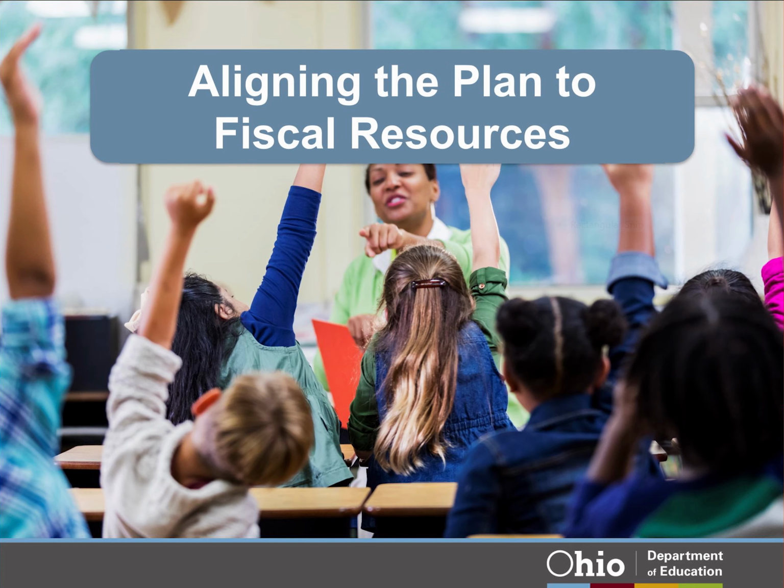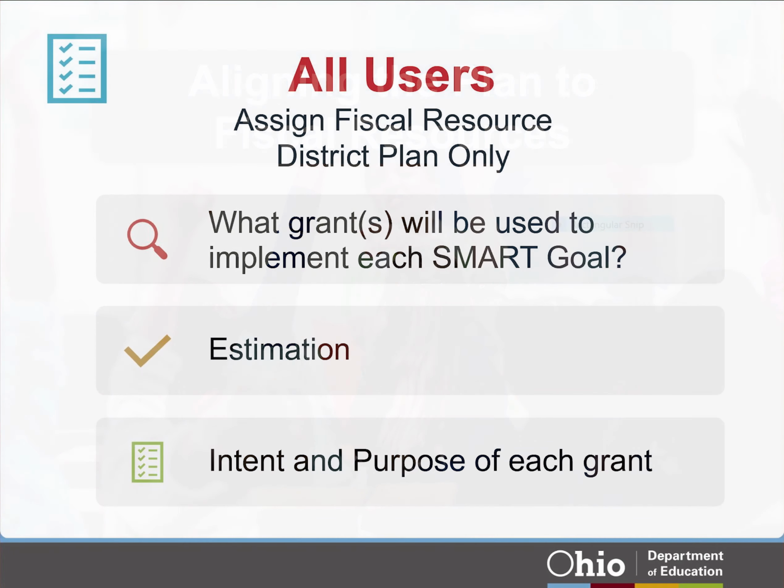Next, we'll discuss aligning the plan to your fiscal resources. The final step in the CCIP plan is to indicate which grants will be used to implement each SMART goal. This is an estimation used for planning. Most likely, you'll not have the actual dollar amount since allocations will not be available until mid-June. A good rule is to base an estimation on the previous year's allocation.